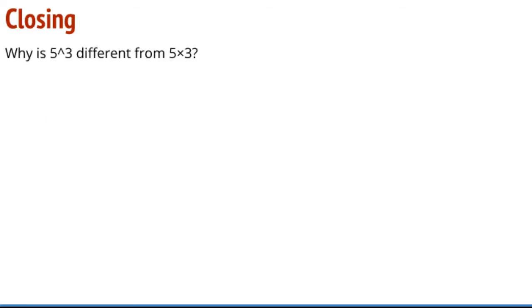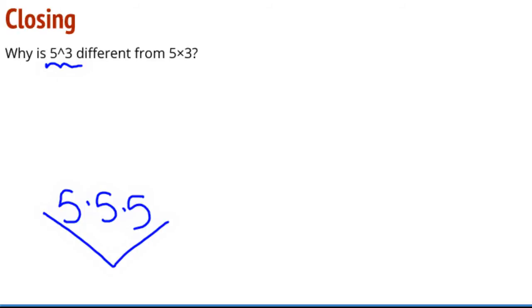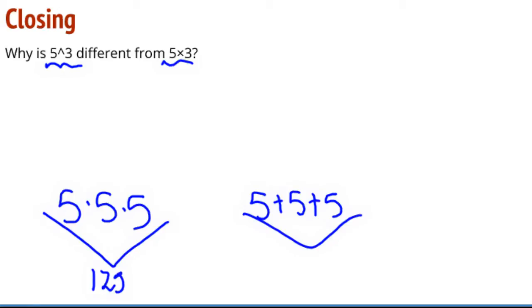All right. So why is 5 to the 3rd power different from 5 times 3? I've ranted and raved in my classroom about this. When we raise a number to an exponent, we are multiplying over and over again. When we multiply, we are adding over and over again. Adding over and over again is not the same as multiplying over and over again. This would give me 125. This would give me 15. Clearly not the same stuff.